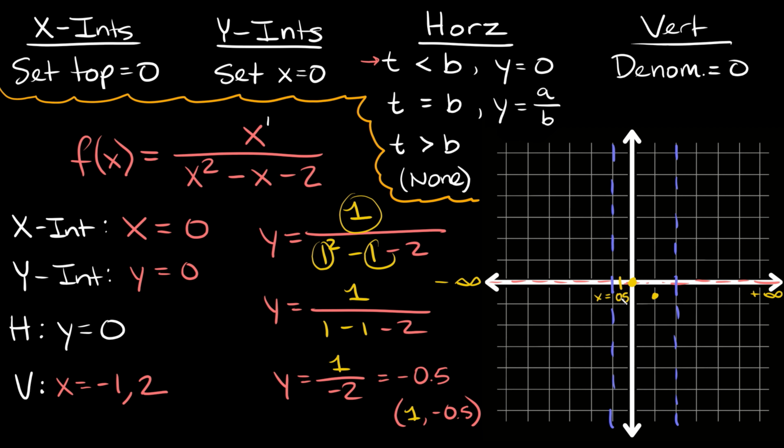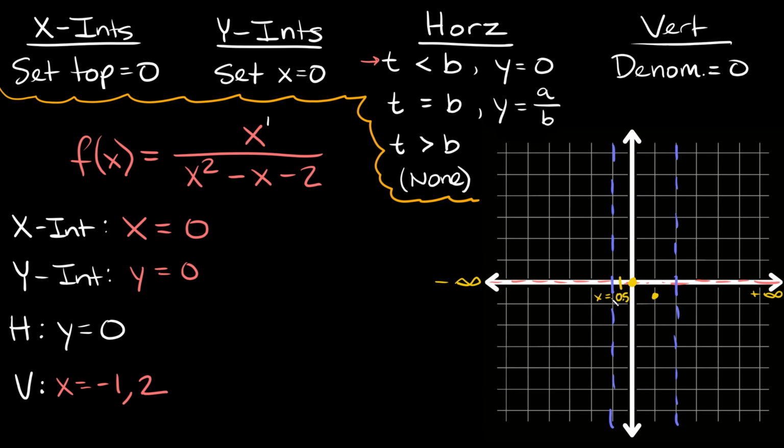Now we just need to find this third point at 0.5. And sorry, this should be negative 0.5, right? So let's plug in there negative 0.5. So here we're going to say y is equal to negative 0.5 over negative 0.5 squared minus negative 0.5 minus 2. So you can plug that into your calculator if you want, but I'm going to tell you that you should get 0.4.